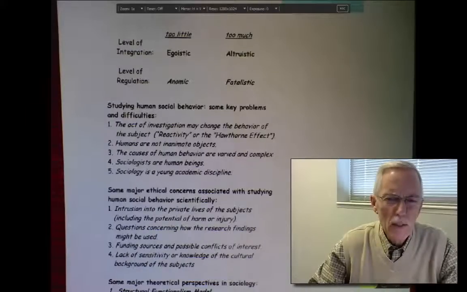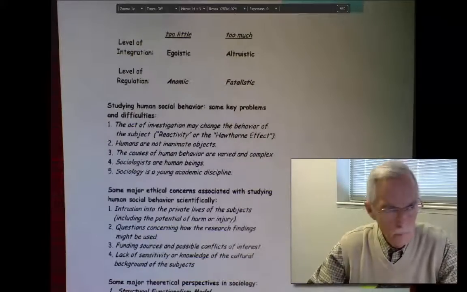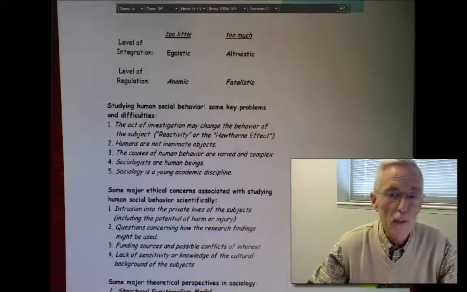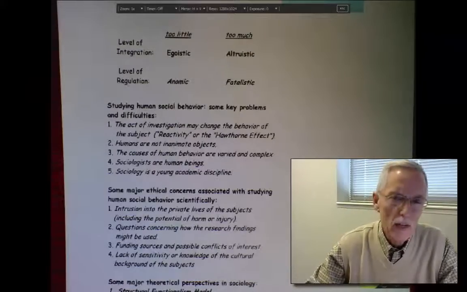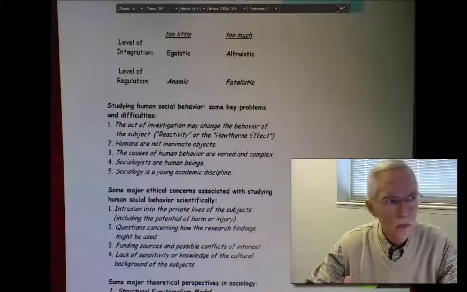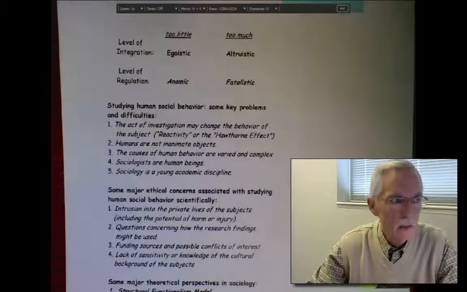And they more or less hypothesized that if they made certain improvements, such as improving lighting, improving ventilation, and likewise perhaps increasing break time, that this would have a positive reaction on the part of the workers and they would produce more. And sure enough, when they engaged in these activities, that's exactly what happened.